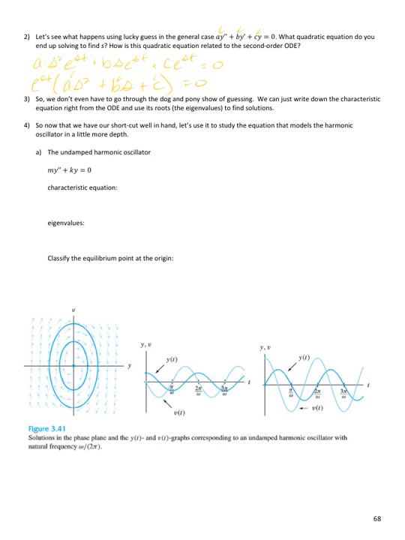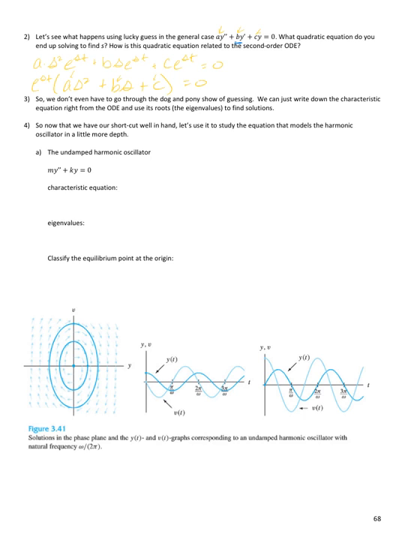Okay, so now that we have our shortcut in hand, we're going to use it to study the equation that models the harmonic oscillator in a little more depth. So if we have an undamped harmonic oscillator, that means that there is no middle term, no by prime term.